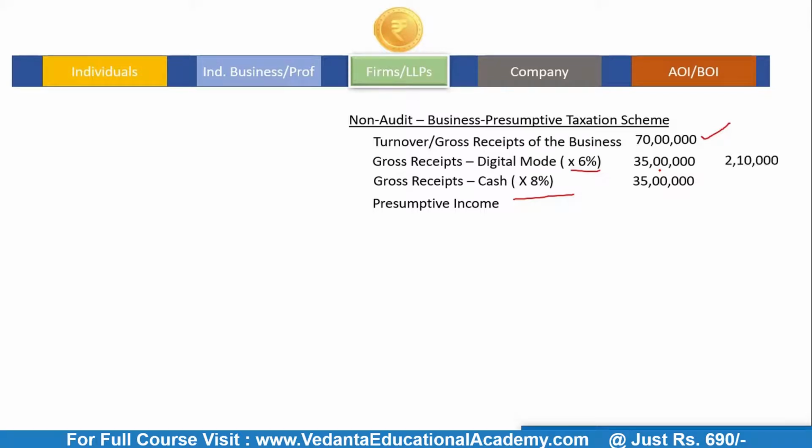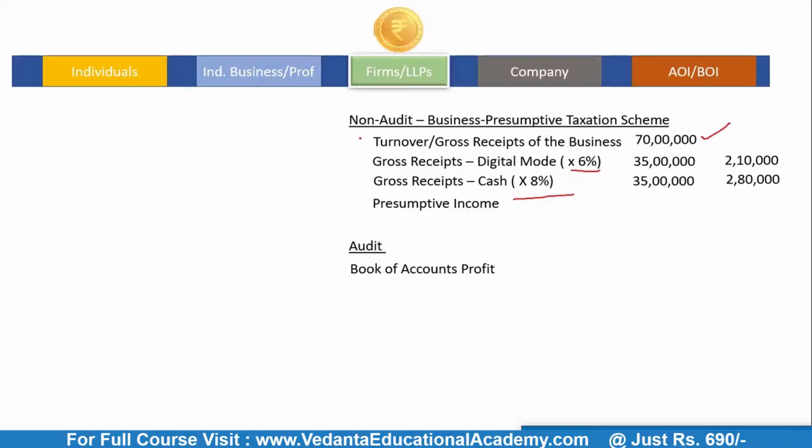On the amount you collected through bank, 6% will be considered as profit, that is 2 lakhs and 10,000. On the cash receipts, 8% will be considered as profit, that is 2 lakhs and 80,000. So these 2 lakh 10,000 and 2 lakh 80,000 are the total presumptive income from the business.